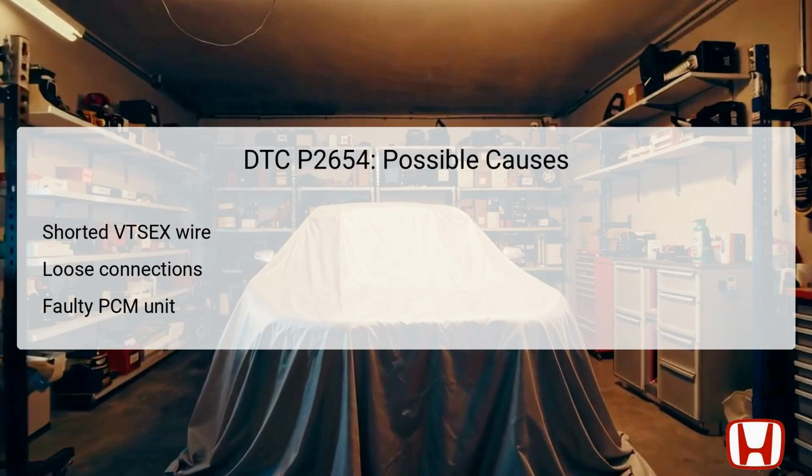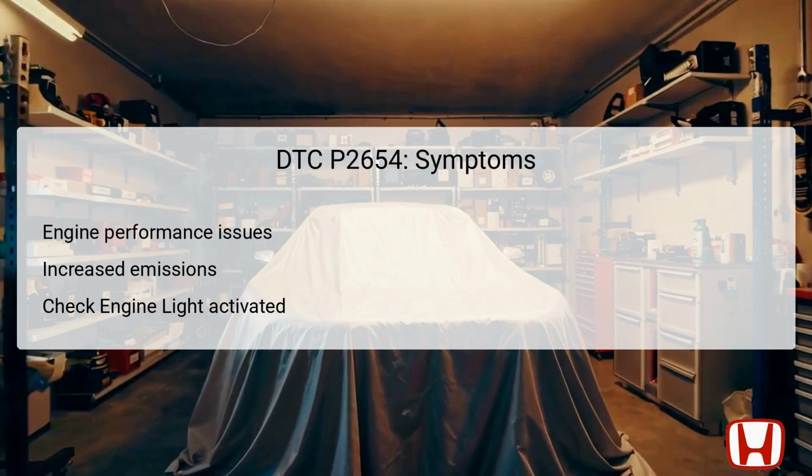Another potential cause could be a malfunctioning powertrain control module, PCM itself, which may misinterpret normal operational signals, leading to false DTC indications. Therefore, each of these possible causes must be examined during troubleshooting to determine the exact source of the problem. When DTC P2654 occurs, several symptoms might manifest, significantly affecting vehicle operation.